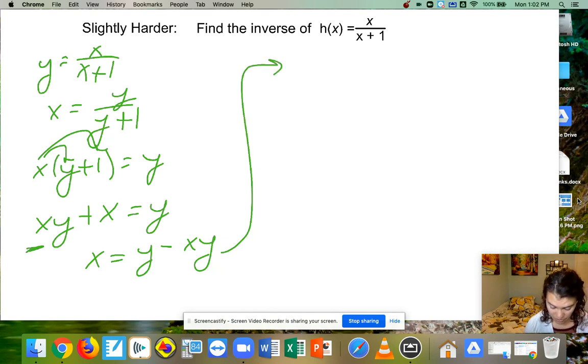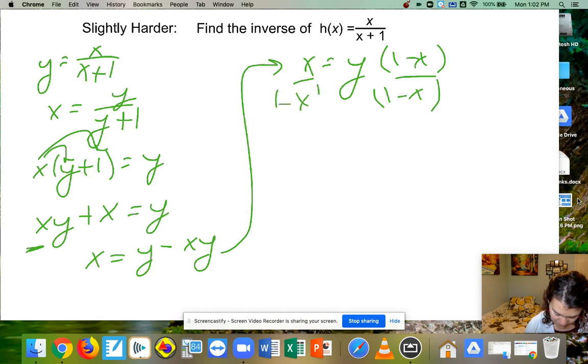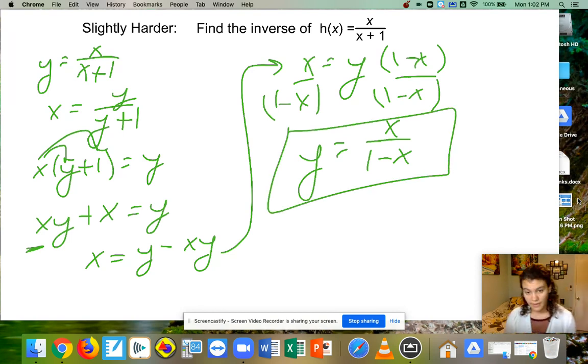Now you can factor out a y from the right side. So you get y times 1 minus x. And now you can divide by 1 minus x on both sides. So you get y equals x over 1 minus x. And that's your answer.